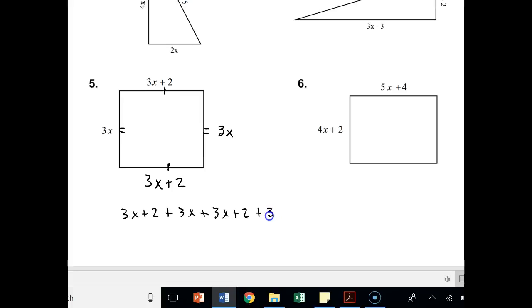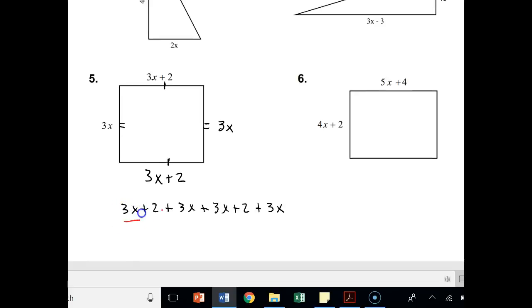And next week when I introduce the distributive property, we'll be able to solve this even easier. So we find like terms. That's 3x, 3x, 3x, and 3x. So 3 plus 3 plus 3 plus 3. That's 12x. And then we have plus 2, plus 2, or plus 4. So 12x plus 4 is your answer.